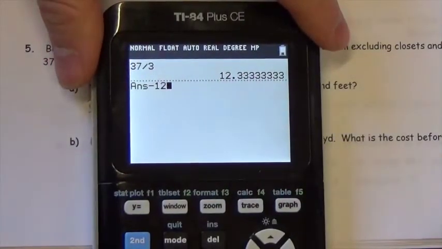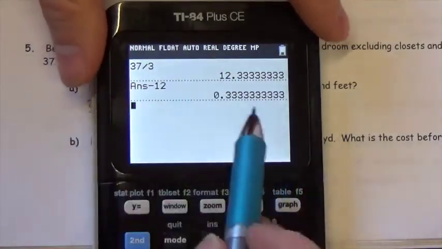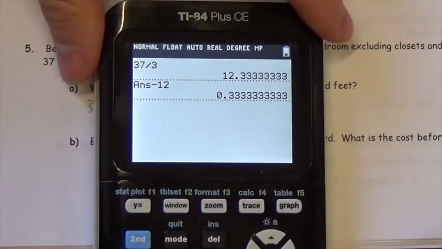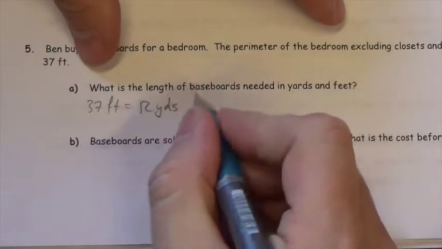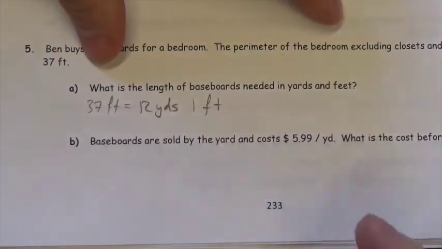So let's just subtract the 12 off of that. And let's go backwards. This is the 0.333 of a yard. Let's convert that back into feet. So multiply by 3, and you get 1. So it's going to be 12 yards, 1 foot.